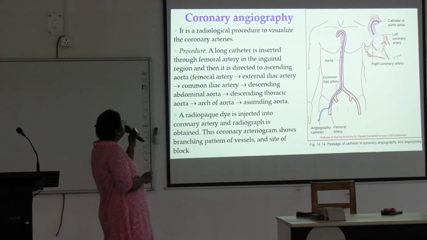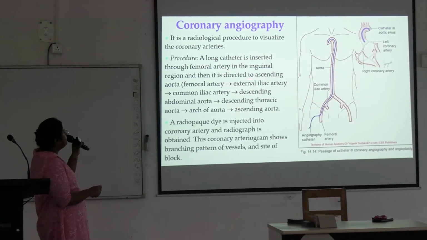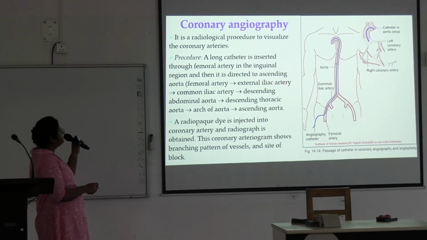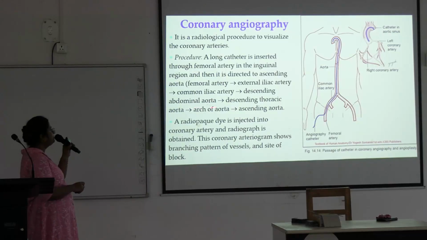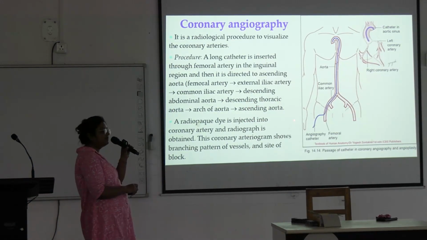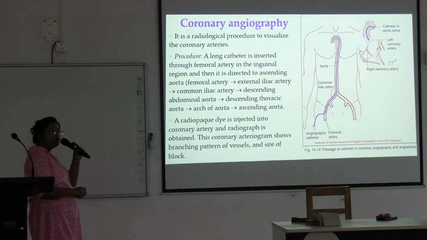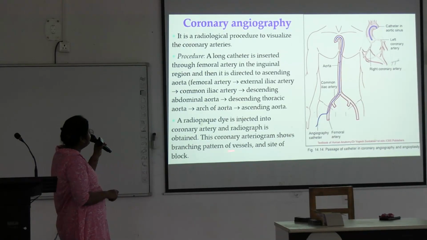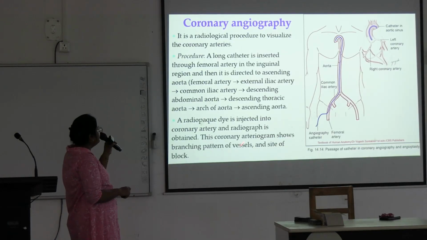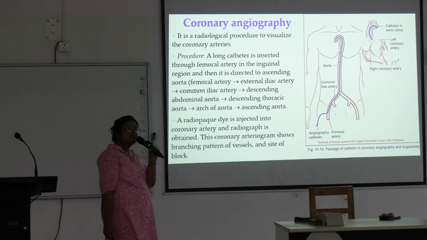A long catheter is inserted through the femoral artery in the inguinal region, and then it is directed towards the ascending aorta: femoral artery towards external iliac, common iliac, descending abdominal aorta, descending thoracic aorta, arch of aorta, ascending aorta. Okay. And a radiopaque dye is injected into the coronary artery and a radiograph is obtained. This coronary angiogram shows the branching pattern of vessels and the site of the blockage. Okay. This branching pattern of the vessels will be seen.